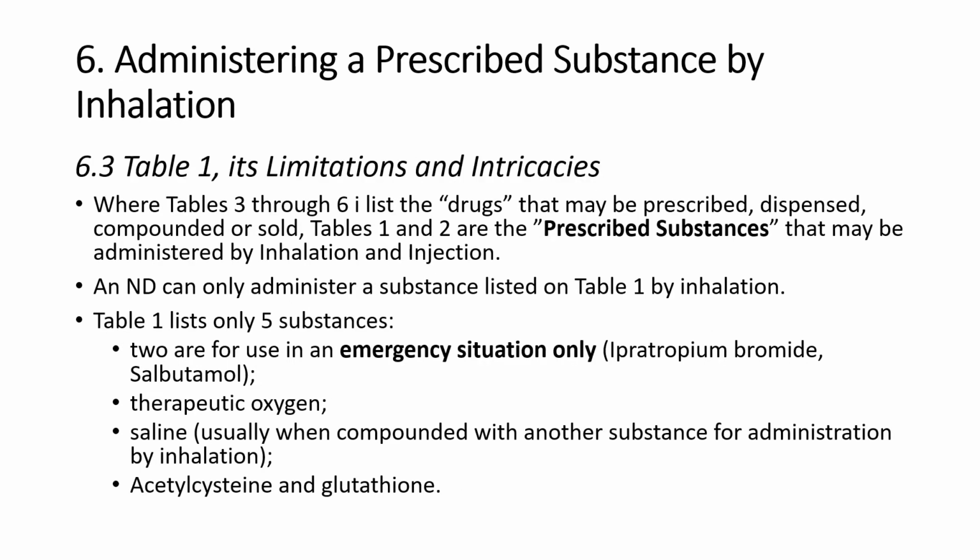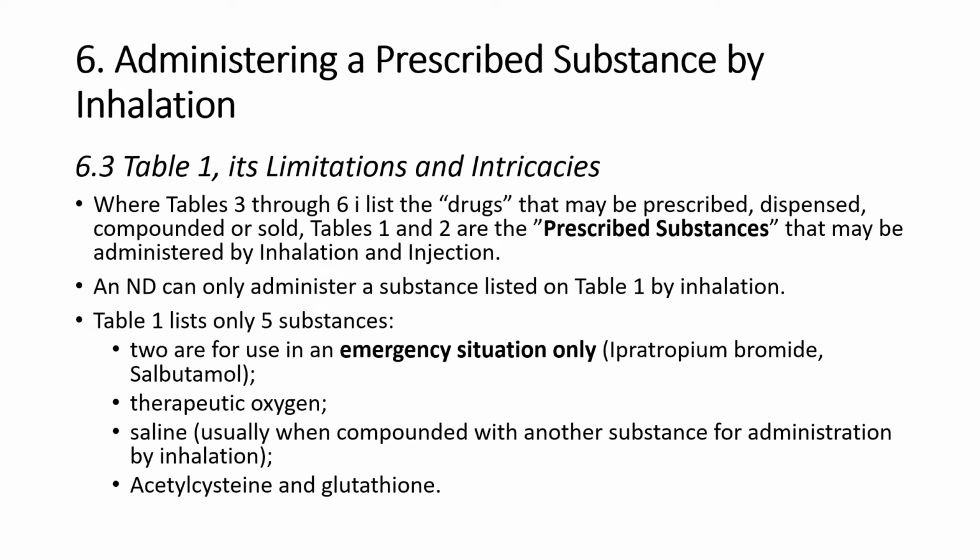Table 1. Its limitations and intricacies. Tables 1 and 2 are significantly different than Tables 3, 4, 5, and 6, where Tables 3 through 6 inclusively list the drugs that may be prescribed, dispensed, compounded, or sold. Tables 1 and 2 are the prescribed substances that may be administered by inhalation and injection. This distinction means that an ND can only administer by inhalation a substance listed on Table 1.